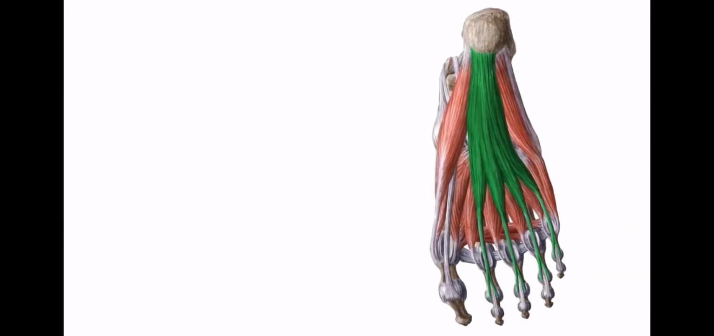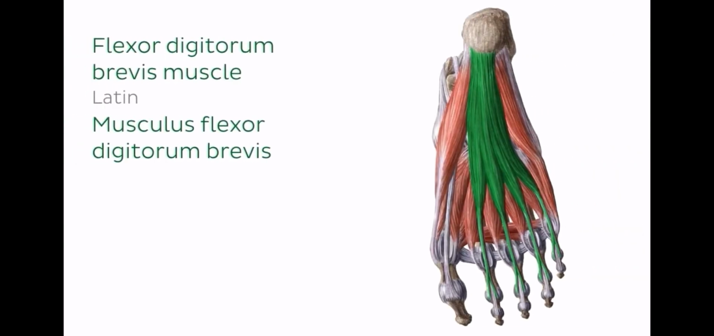Let's move on to our final category of the plantar foot, the central region. And these are, of course, located in the central part of the plantar aspect of the foot, so the middle of the sole of the foot. The first muscle I want to look at is the flexor digitorum brevis muscle.